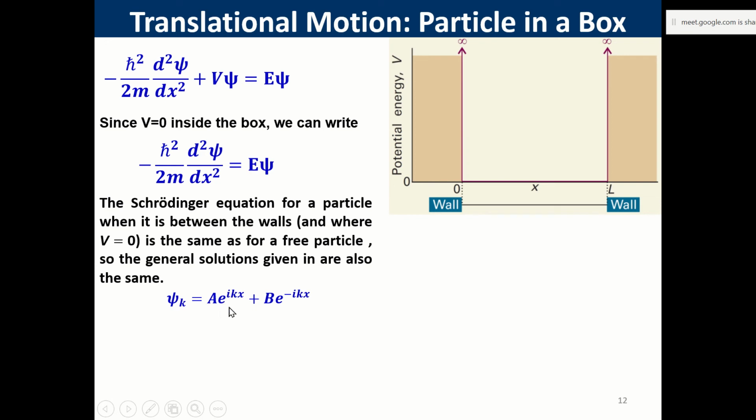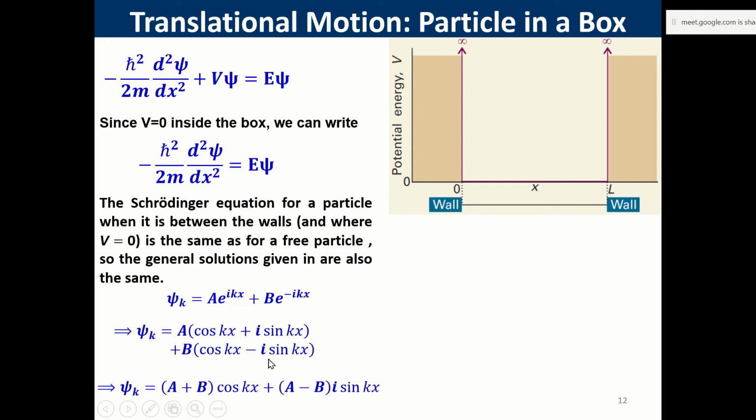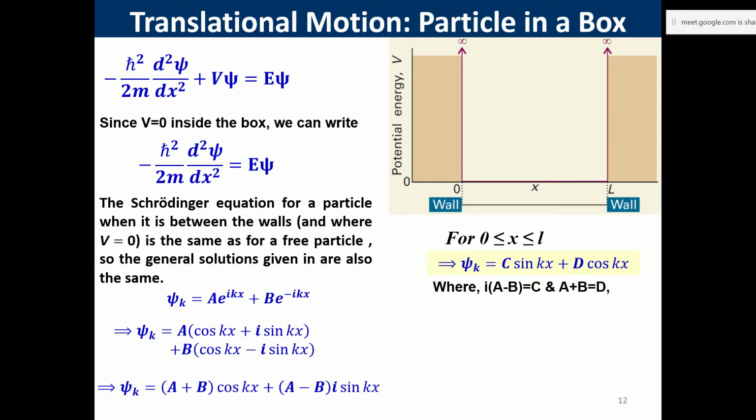It is e to the power i kx plus b into e to the power minus i kx. If we express this in terms of cos and sine functions, it can be written like this, and then collecting all the terms, you can give it a simplified expression, c sine kx plus d cos kx. The sine function here is the imaginary one, it has an i term, whereas cos kx is the real, so it is overall a complex wave function that we are talking about.